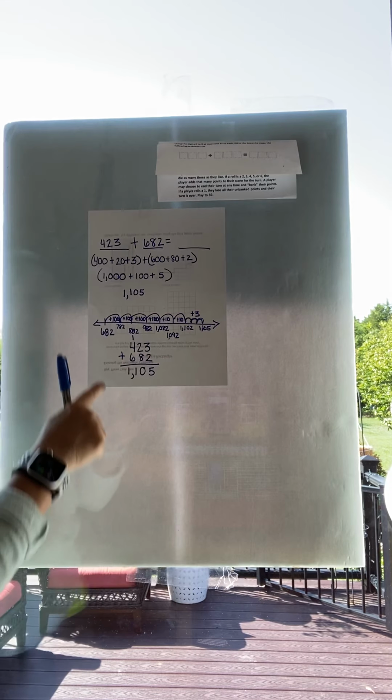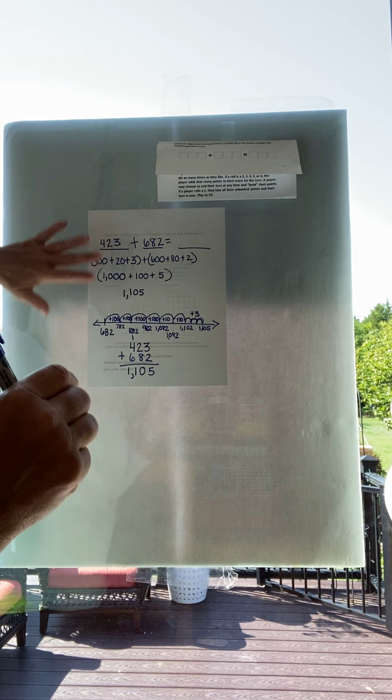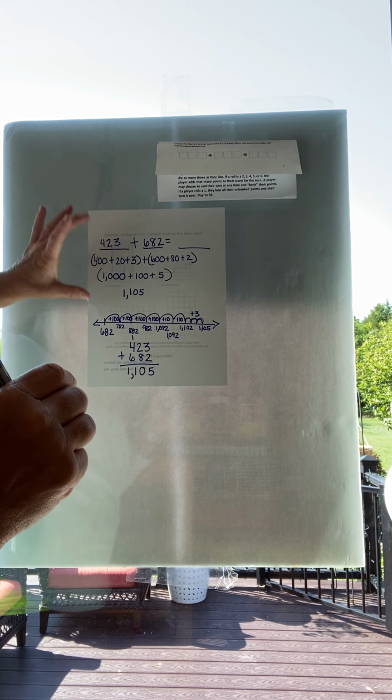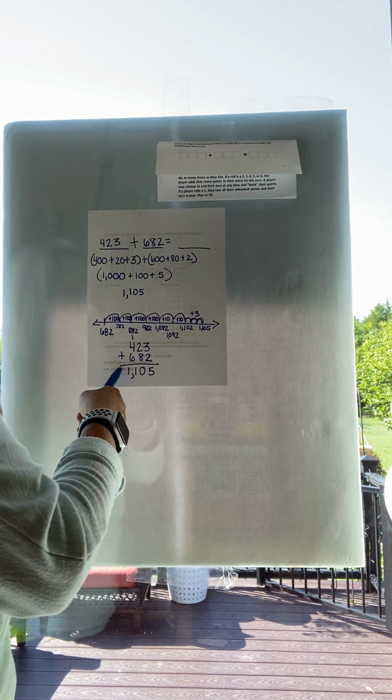So to show it the traditional way, you would still find the same answer. So we found the same answer by decomposing these numbers, by using an open number line, and then using the traditional algorithm. This is the third grade way.